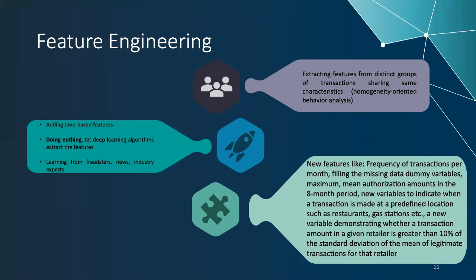For example, whether it's a restaurant, gas station, or any other place, and whether a transaction amount at a given retailer is greater than 10%. That could be a retailer-based approach. That could be very handy. And with these feature engineering approaches, the evaluation metric score would be increased drastically.